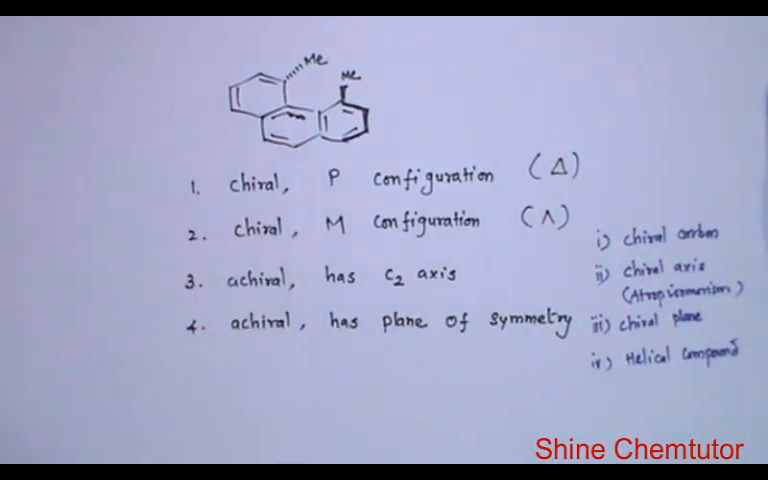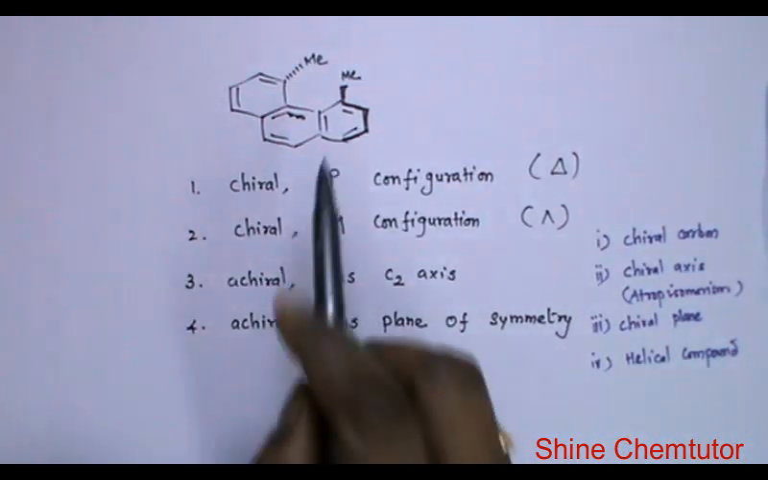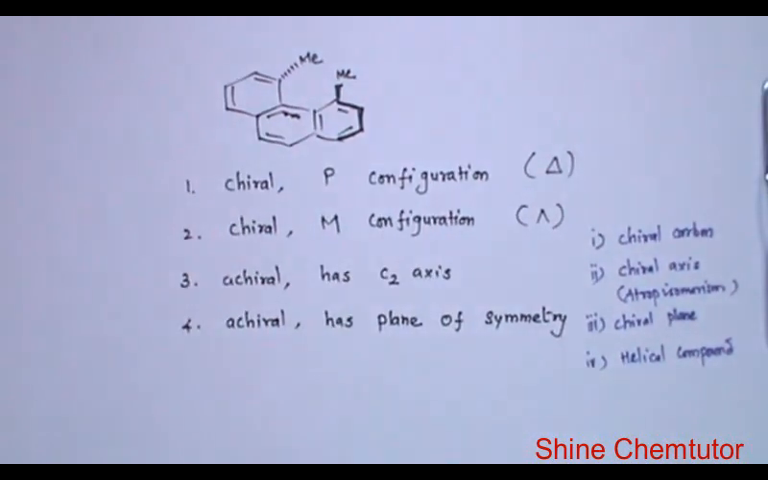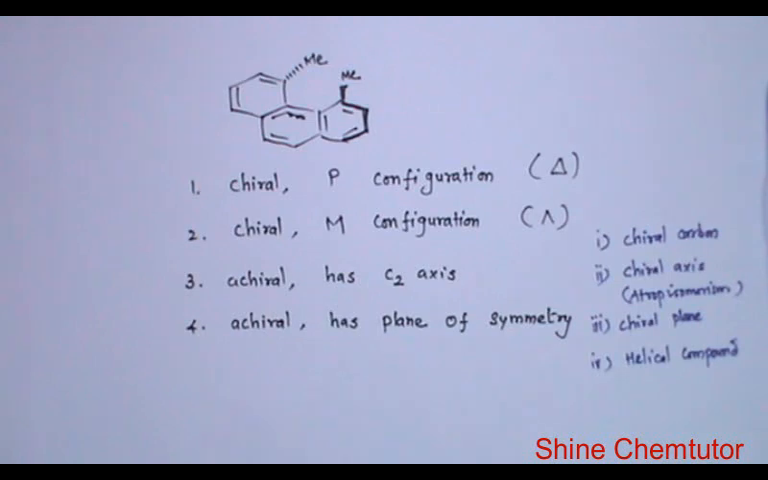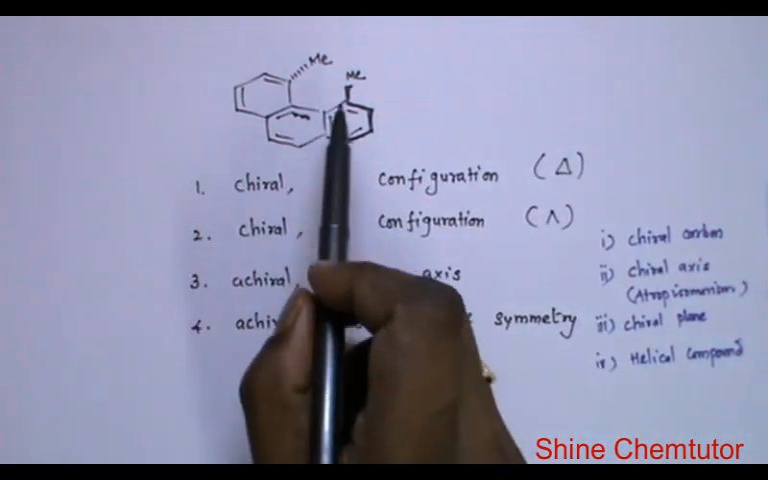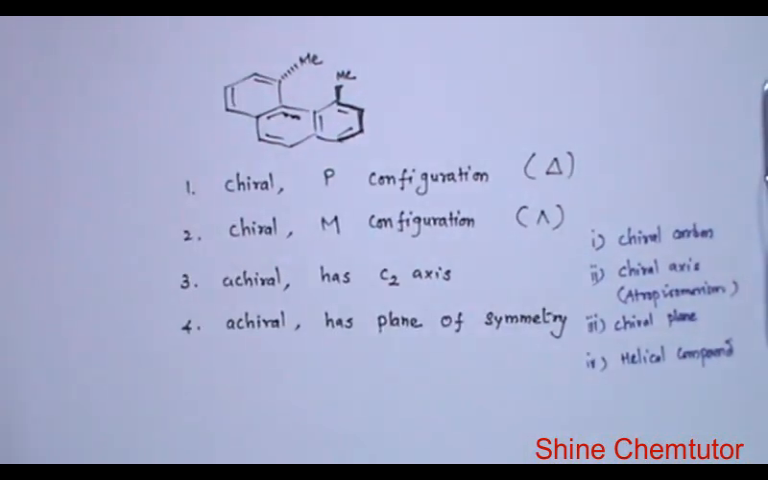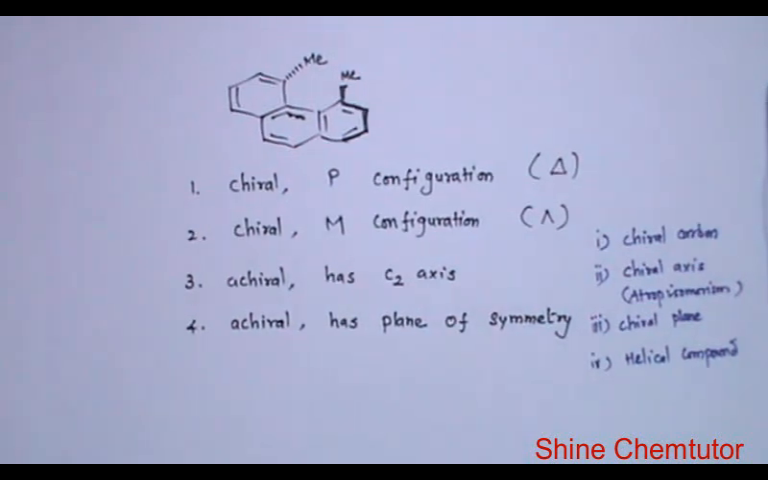This particular compound, it is a helical compound. Since there is 2 methyl group, there will be steric hindrance if they exist in the same plane. In order to avoid that, one methyl group will be somewhat higher compared to the other one. They will be in 2 different planes. Because of that, they form a helical shape.